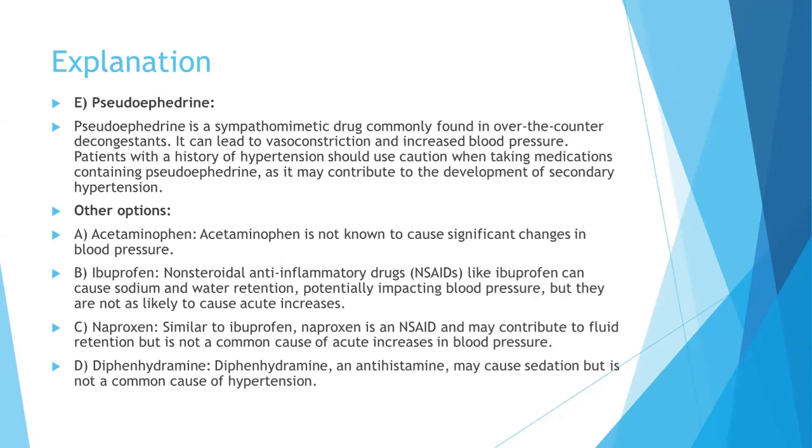So pseudoephedrine is a sympathomimetic drug which is commonly found in over-the-counter decongestants. It can lead to vasoconstriction and increased blood pressure. Patients with a history of hypertension should use caution when taking medications containing pseudoephedrine, as it may contribute to the development of secondary hypertension. Acetaminophen is not known to cause significant changes in blood pressure. NSAIDs like ibuprofen can cause sodium and water retention, potentially impacting blood pressure, but they are not as likely to cause an acute increase in blood pressure. Similar to ibuprofen, naproxen is an NSAID and may contribute to fluid retention, but cannot acutely increase the blood pressure. Diphenhydramine, an antihistamine, may cause sedation, but is not a common cause of hypertension.